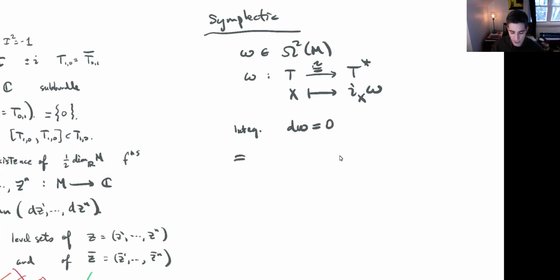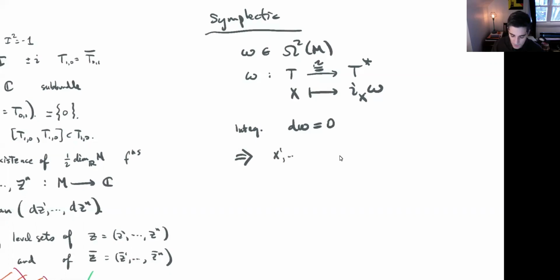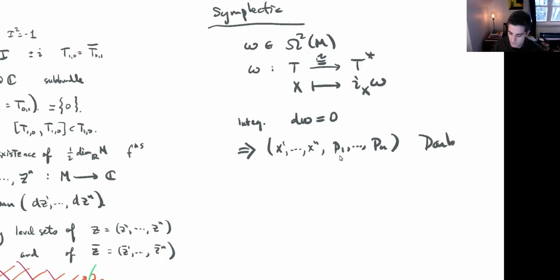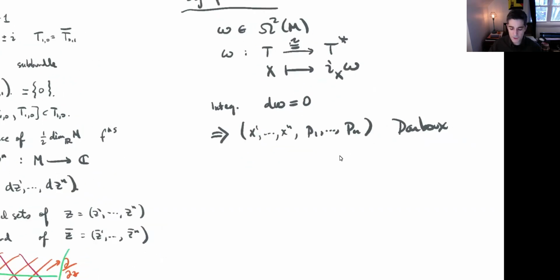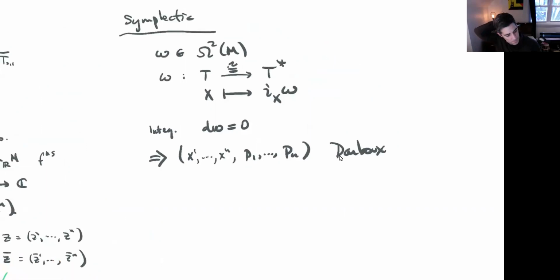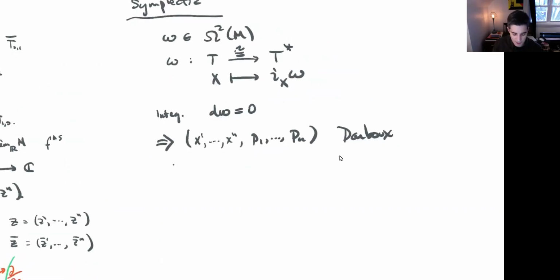And we know that this integrability condition implies the existence of special coordinates, the so-called Darboux coordinates. And these coordinates enable you to write the symplectic form in a standard form, in a so-called local normal form.